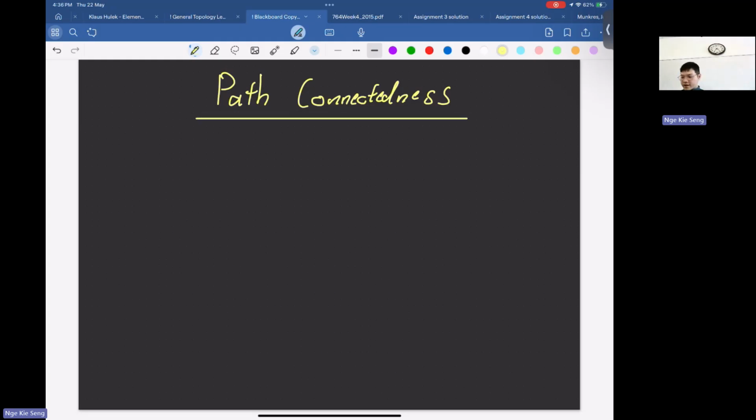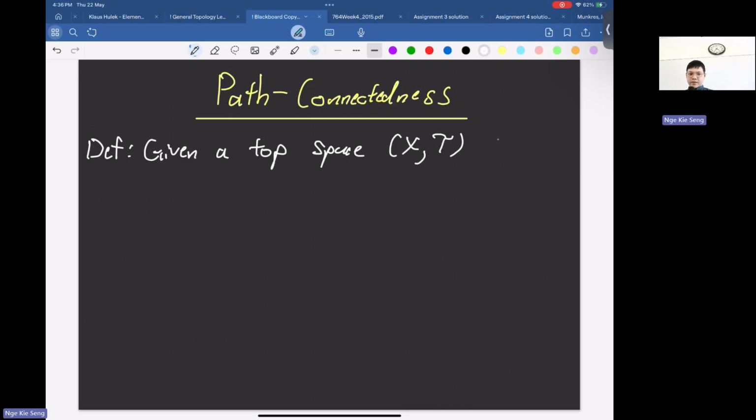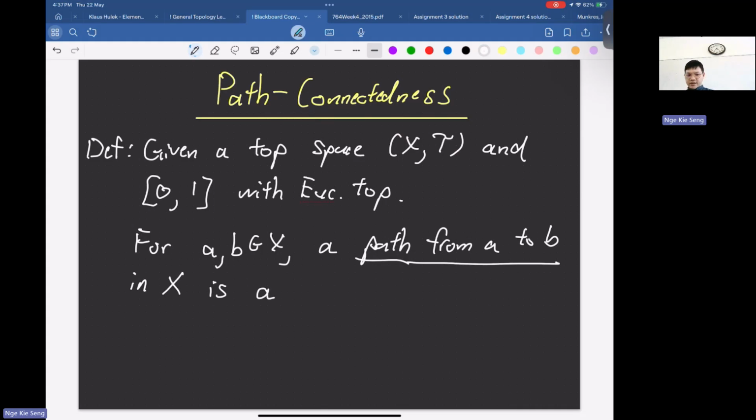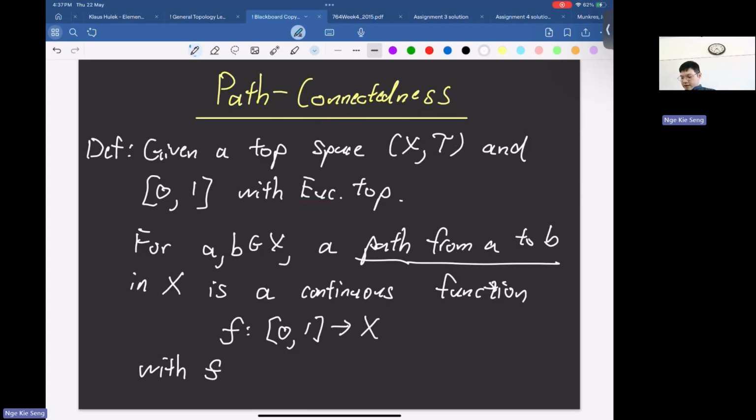Well, good. Before we do path-connectedness, I should tell you what a path is. So, what is a path? Given a topological space (X, T), we will consider the closed interval [0, 1] with the Euclidean topology. For A, B in X, a path from A to B is actually a continuous function from [0, 1] to X such that the starting point f(0) is A and the ending point f(1) is B.